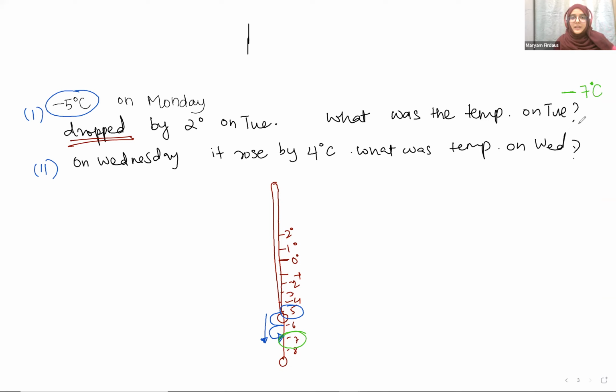All right. Now they are saying that on Wednesday, it rose by 4 degrees. That doesn't mean that it became 4 degrees. However, it rose by 4 degrees. It increased by 4 degrees. So if my temperature is -7 degrees, and then it rose by 4 degrees, can you tell me, where will I go? First of all, will I go up or down?